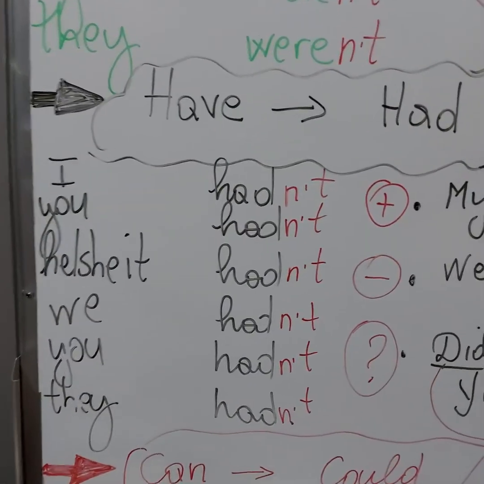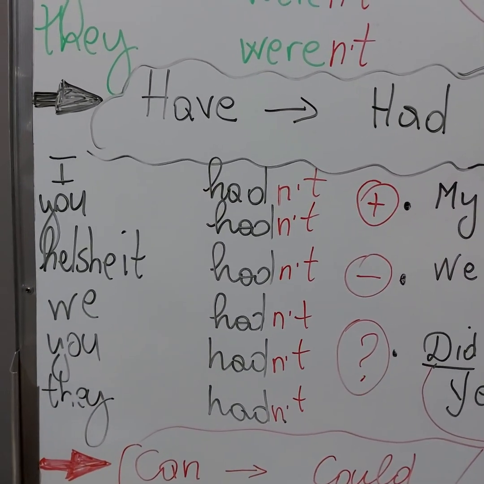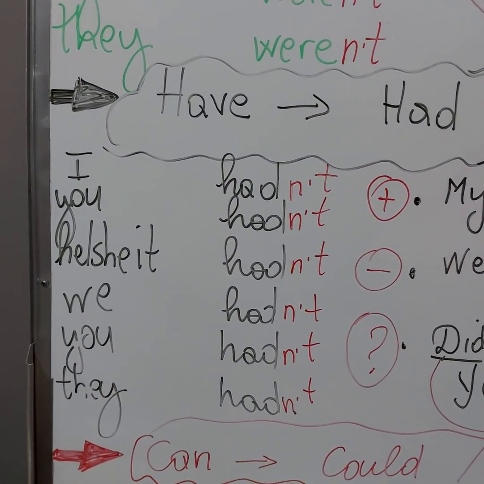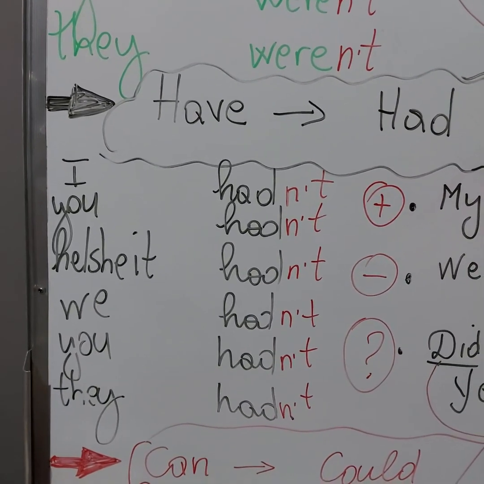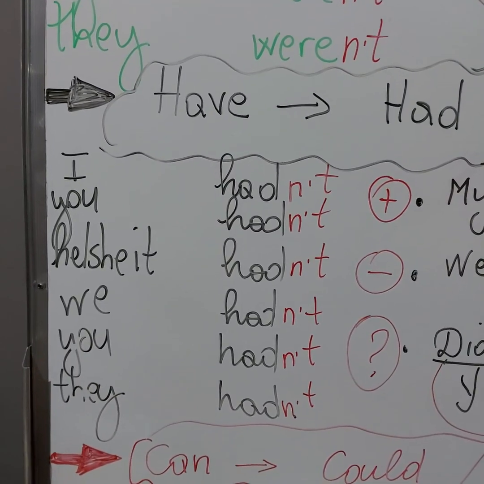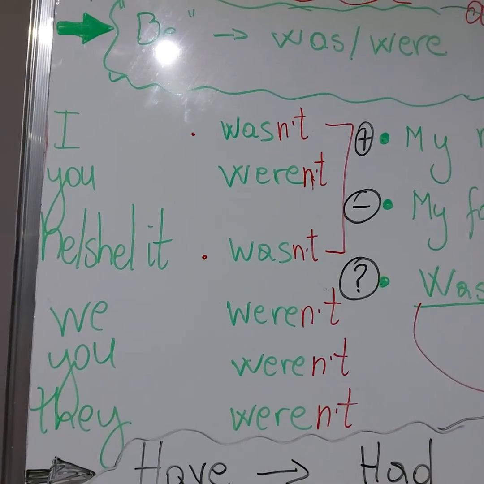Let's take the chosen verb, have, and conjugate it in the past. I had, you had, he, she, it had, we, you, they had. If you see, it's the same for all cases. There is no change like the ones that happened with the verb be.